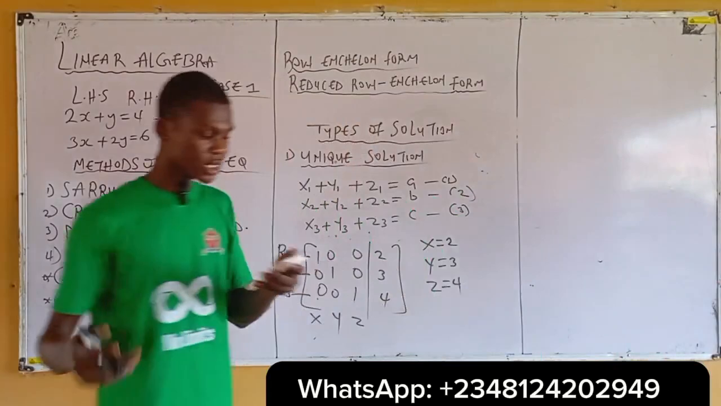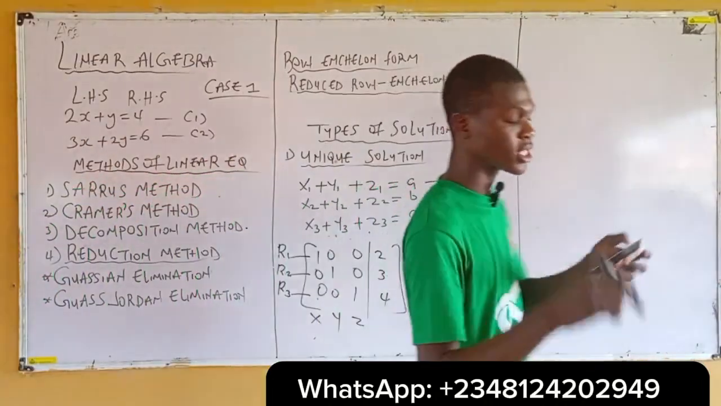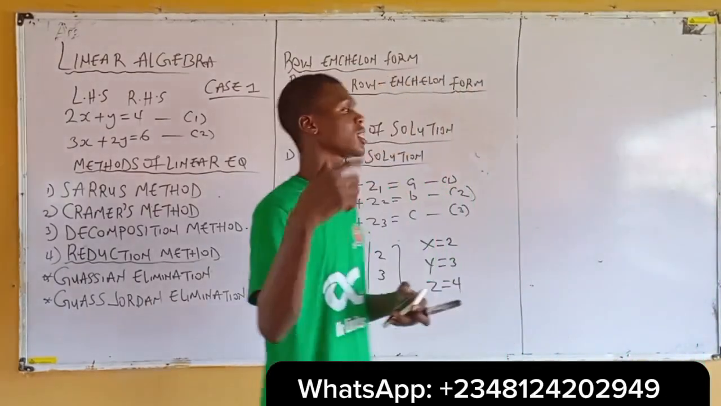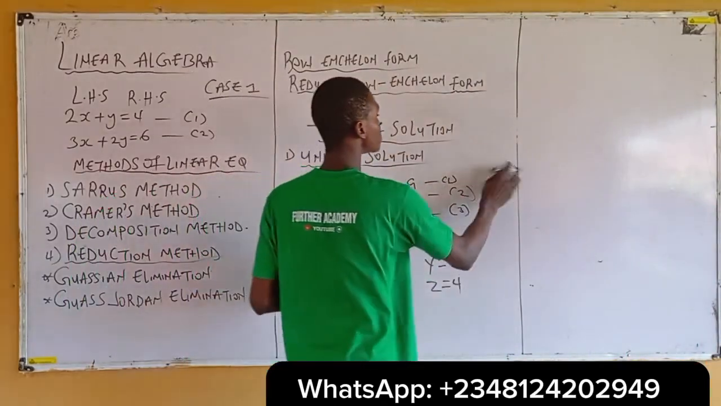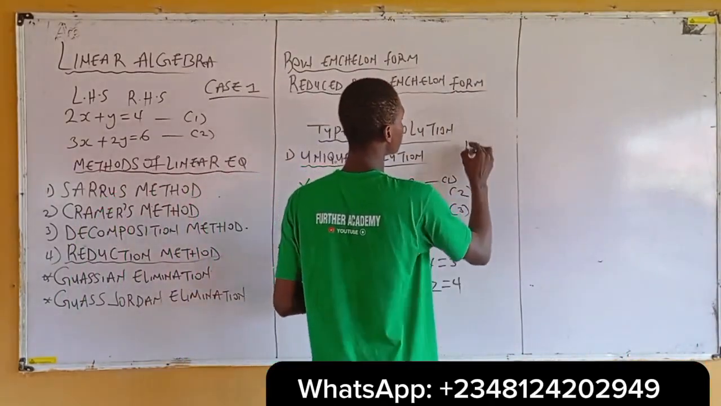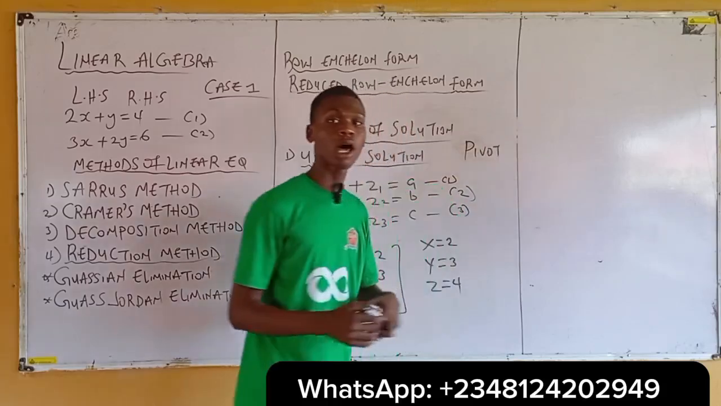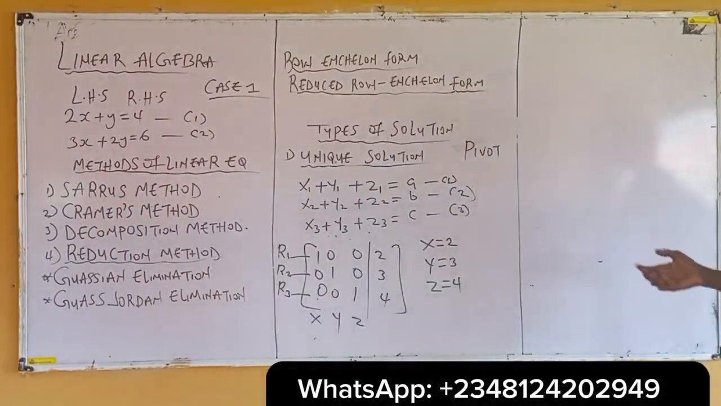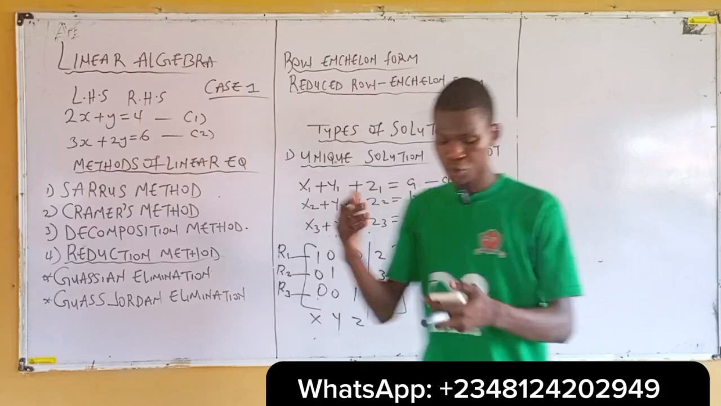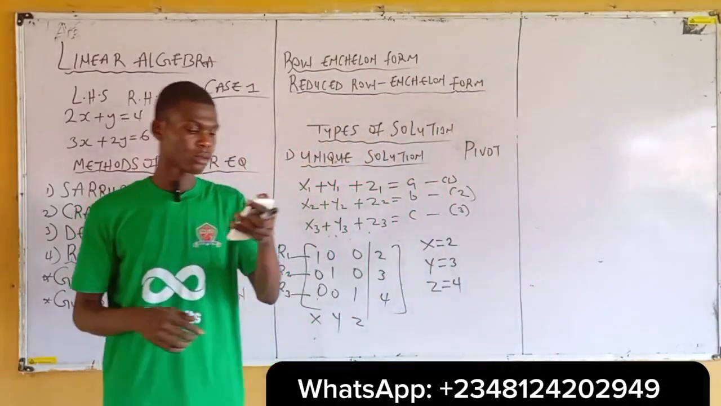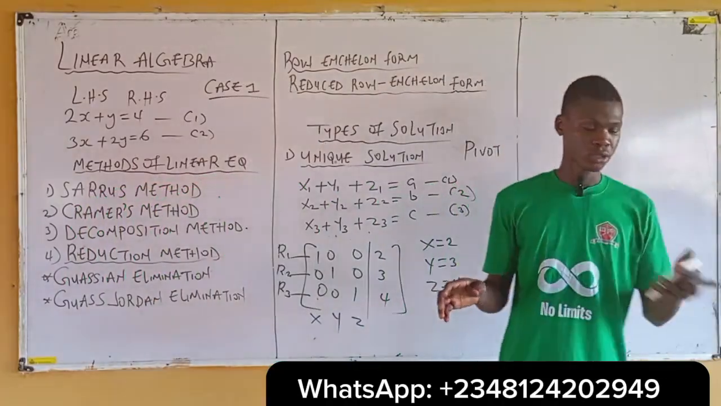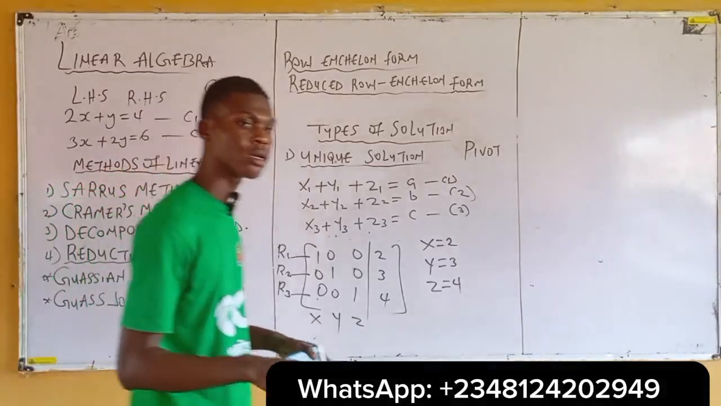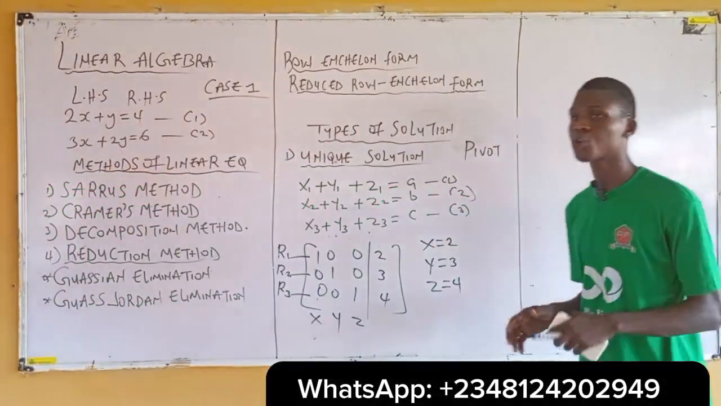Take note that you can just write this. Under unique solution, number 1, there is a pivot in each column. You get to understand what pivot means later. This is the spelling of pivot. Anyhow you want to call it, under unique solution, there is a pivot in each column. Number 2, no contradiction. Then number 3, the determinant is not equals to what? 0.